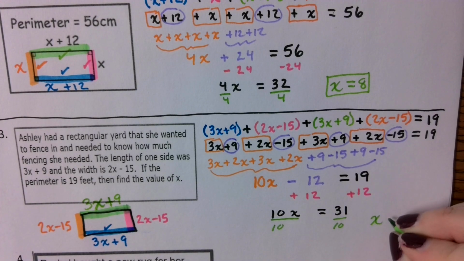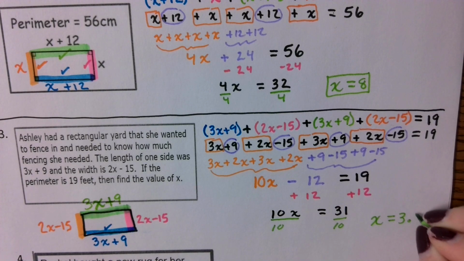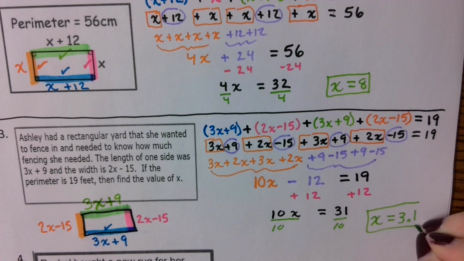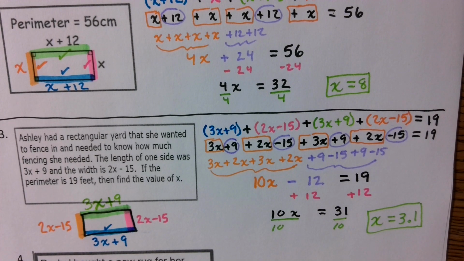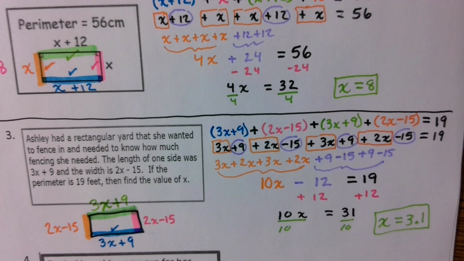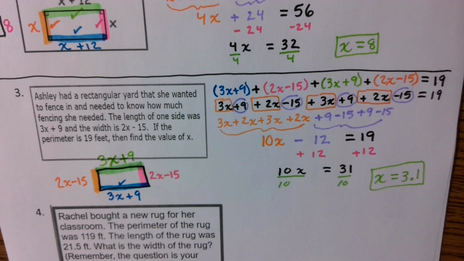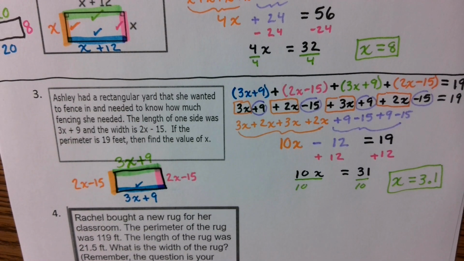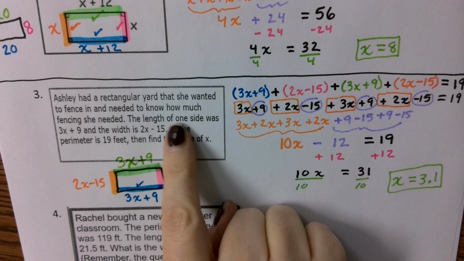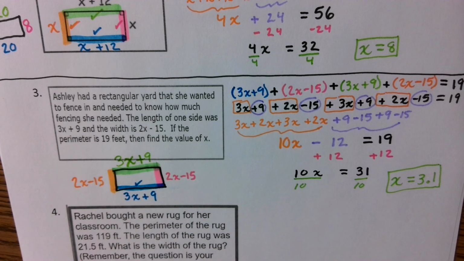Oh no, I got a decimal. Does that mean I got it wrong? No. Decimals are still answers. X is equal to 3.1. Now, again, if they wanted to know what the measurements for the length were, what color did I do length in? It says it right here. Length is this value. What colors did I use? Liliana?